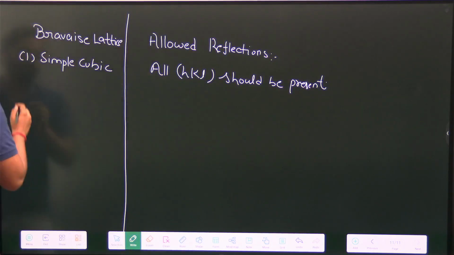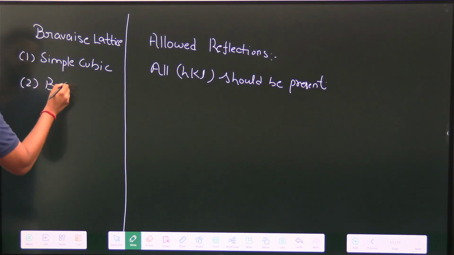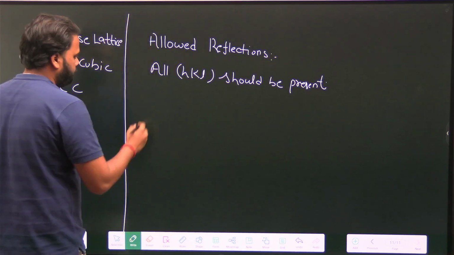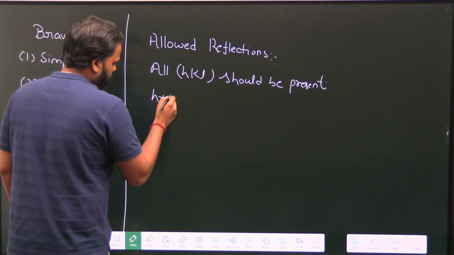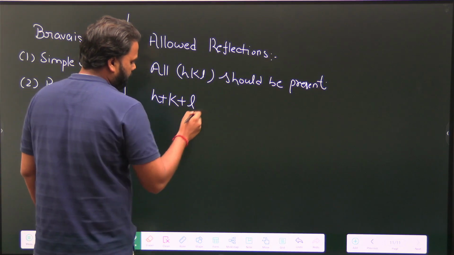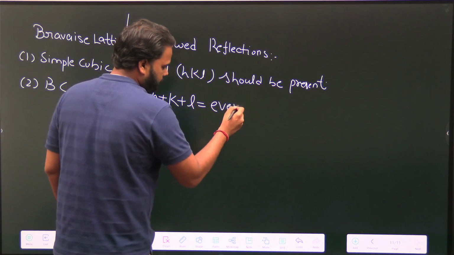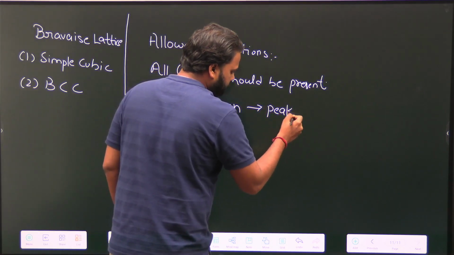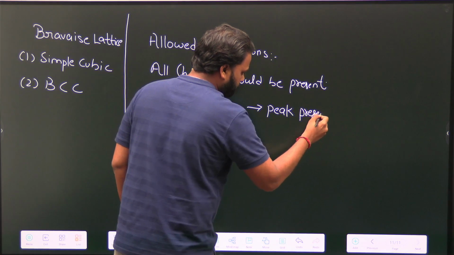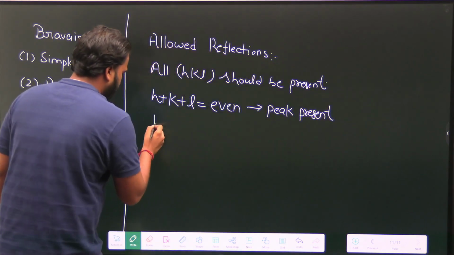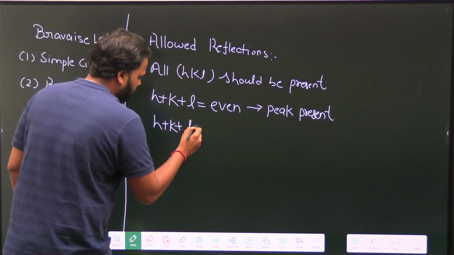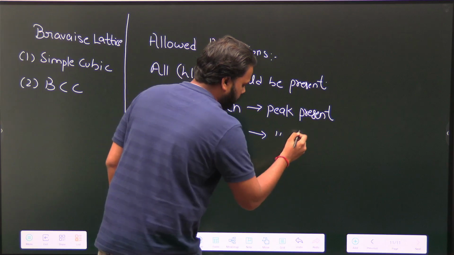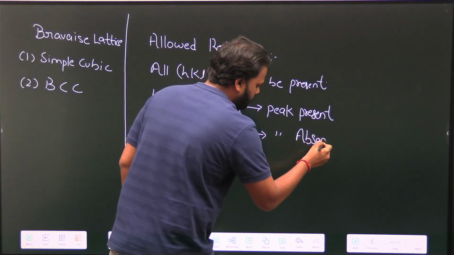Okay? What are the conditions for BCC? Yesterday I told you. If H plus K plus L is even, right? Then the peak will be present. And if H plus K plus L is odd, then peak will be absent. Okay?